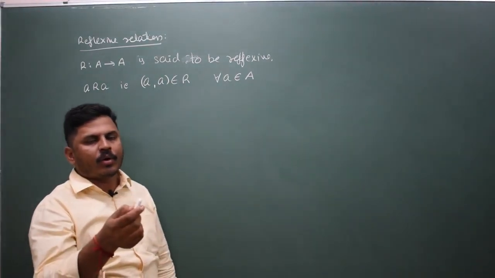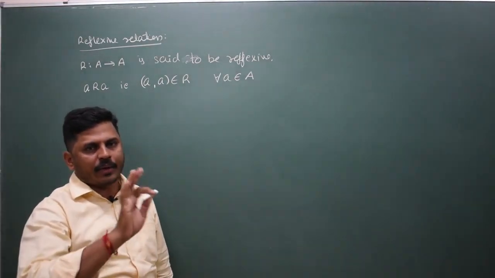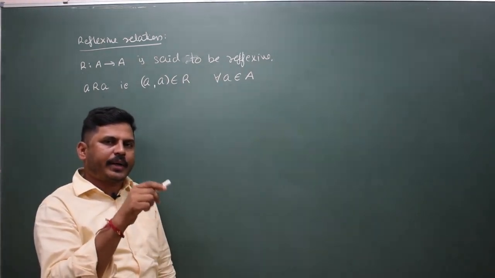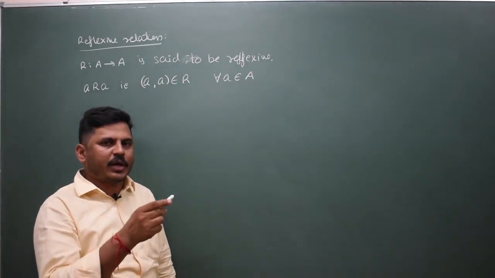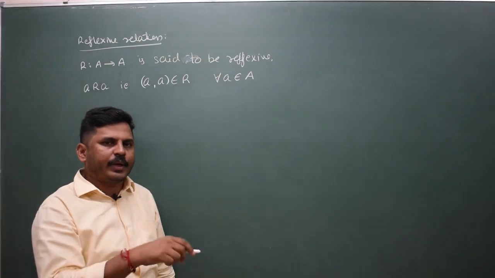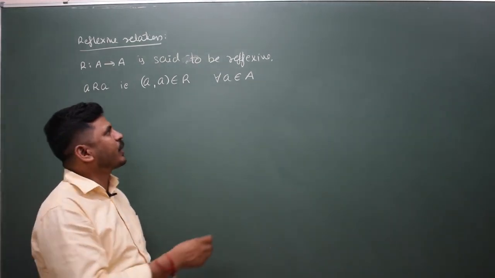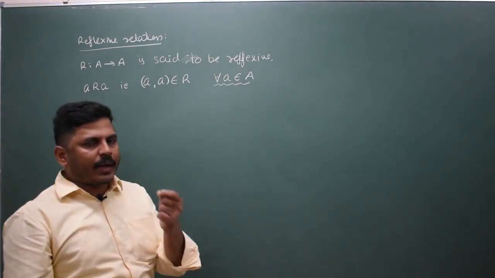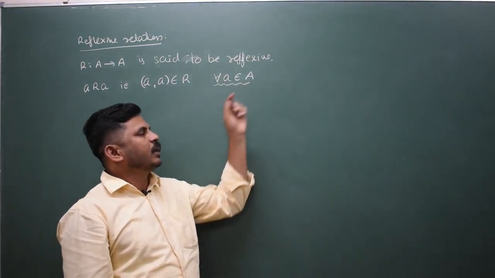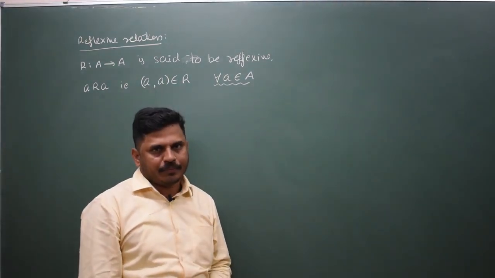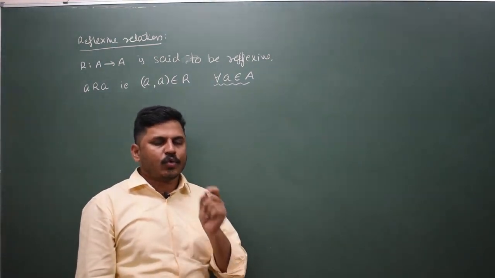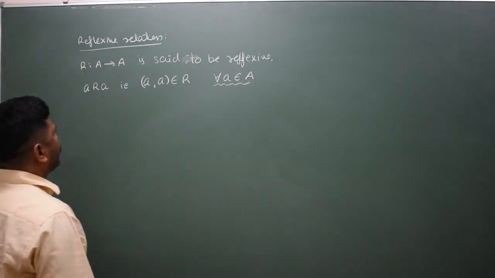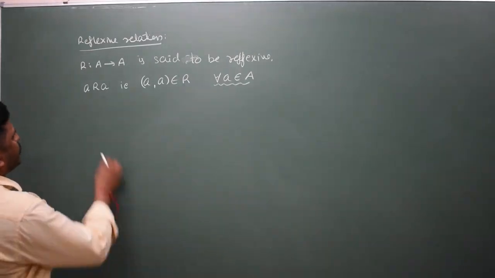It is not that some one element is related to that element. All elements should be related to themselves. That is, A should be related to A, B is related to B, C is related to C. That's the meaning of for all. Whatever element you take from A, that should be related to itself. If you take 2 from A, 2 should be related to 2. If you take 3, 3 should be related to 3, and so on. That is called a reflexive relation.